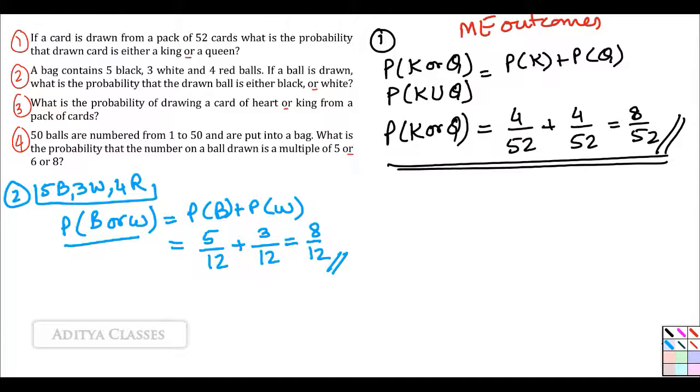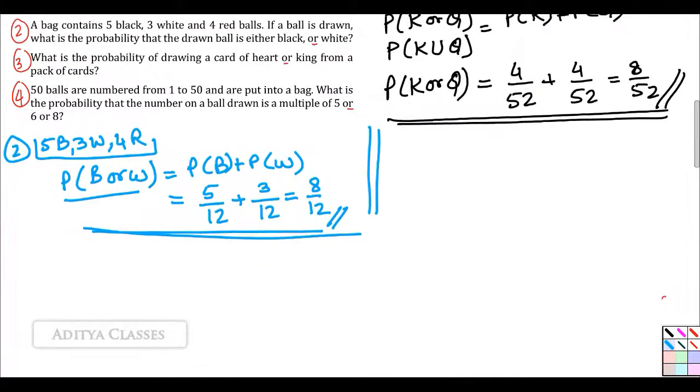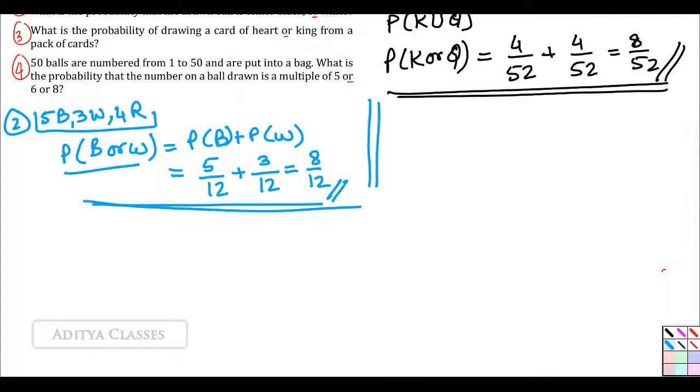Now what is our third question? It says, what is the probability of drawing a card of heart or king? Now this question is a case of non-mutually exclusive events. King or heart. These are non-mutually exclusive events because both can occur simultaneously. There can be a card which is a king also and a heart also. So let us get on with this third question.